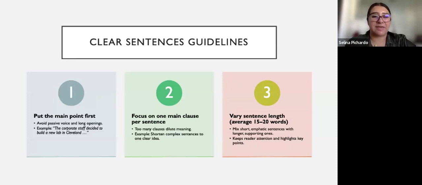An example can be just shortening your complex sentences into one clear idea. So just make sure to focus, keep track, keep your eye on whatever you're trying to get across and focus on that. And then for your sentence length, this can range anywhere from 15 to 20 words. But you just want to make sure you're using a mixture of short, not only empathetic words, but also words and actions that are going to drive home your theme, that are going to drive home the message you're trying to get across. This can also help keep your readers engaged and also highlight key points.